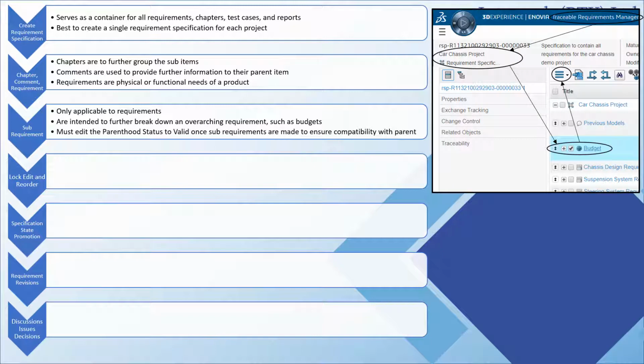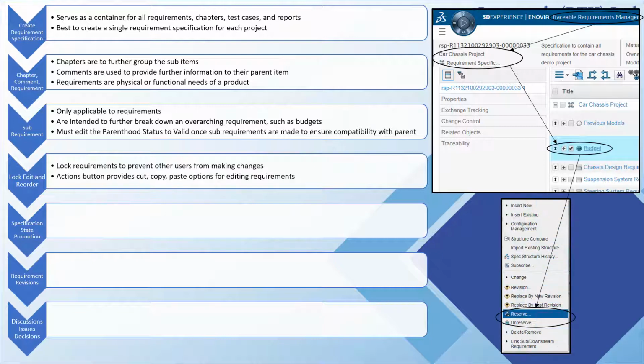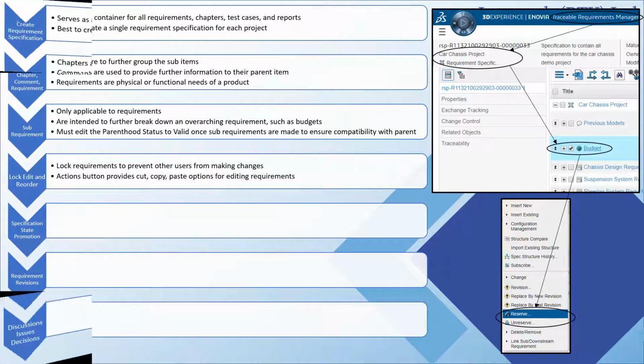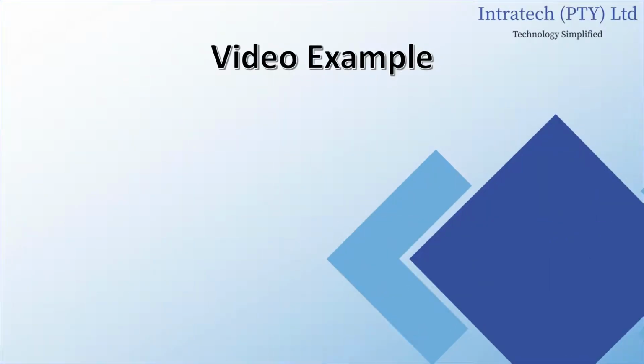Where applicable, some requirements can be broken down into sub-requirements. As before, select the line item, and now that we have selected a requirement, the new option of sub-requirement becomes available. Locking requirements is intended to prevent multiple users from editing requirements simultaneously and preventing modification once confirmed with the client. We will now demonstrate these first four steps in a quick video example.